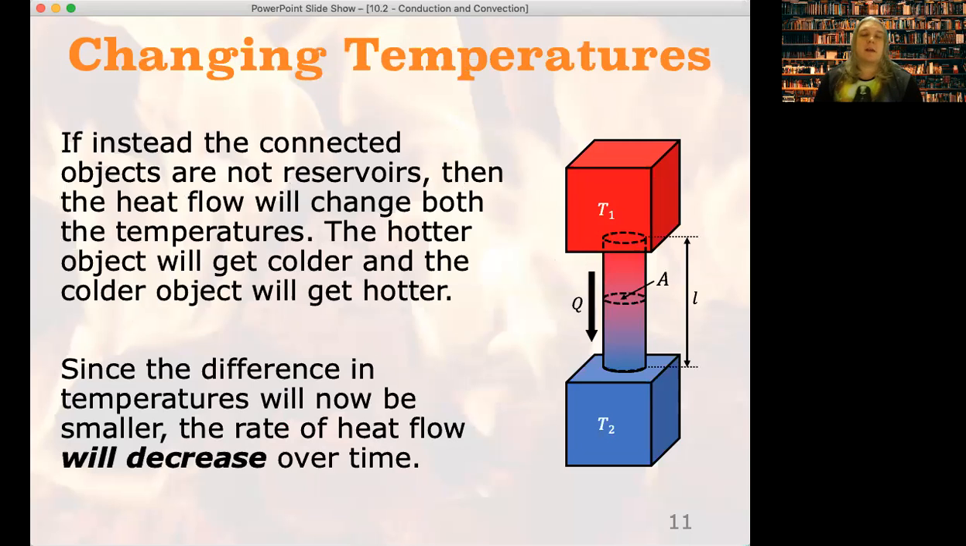Of course, on the other hand, if they aren't really big objects, if they're small objects, then we would expect the hot one will get colder and the cold one will get hotter. What this does is change that difference in temperatures. And since the rate of heat flow was proportional to the difference in temperatures, if that difference decreases, then we're going to get a decrease in the rate of heat flow. So the heat flow isn't constant, it'll actually decrease as these two temperatures get closer and closer. As the temperatures become really close, so that temperature difference goes towards zero, then the rate of heat flow is also going to go towards zero. Right, so you'll get this curved rate of heat flow over time.